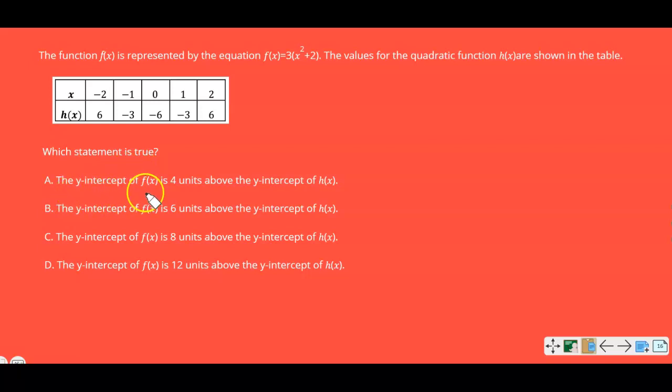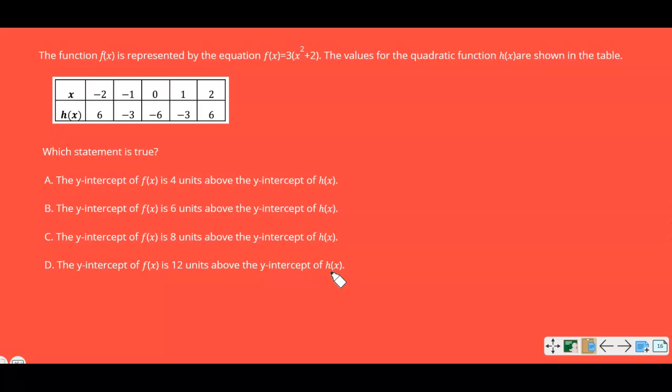So we've got the y-intercept of f of x is 4 above h of x. The y-intercept is 6 above h of x. The y-intercept is 8 above. The y-intercept is 12 above. So we can see that in each statement, we're comparing the y-intercepts.